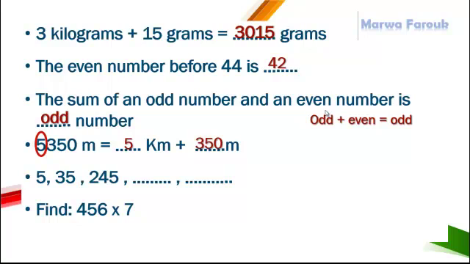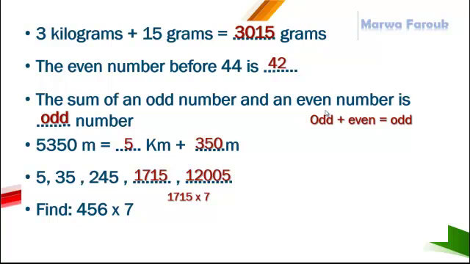Next one, complete in the same pattern, 5, 35, 245. Here is a big difference between each two numbers, so we are not going to subtract. We are going to think 5 times what equal 35, times 7. Excellent. So here 245 times 7. We got 1715. Again, we will multiply by 7. 1715 times 7 equal 12,005.